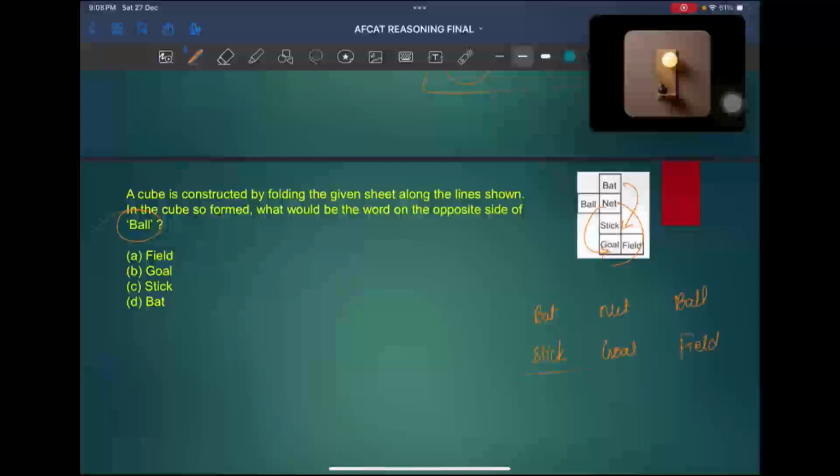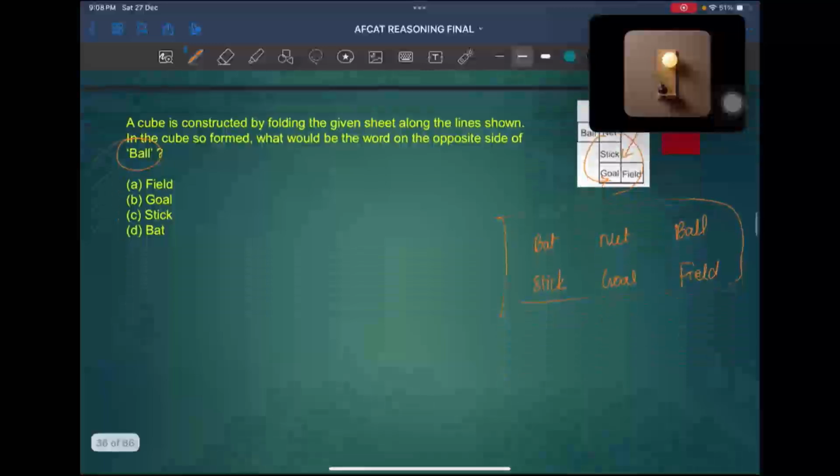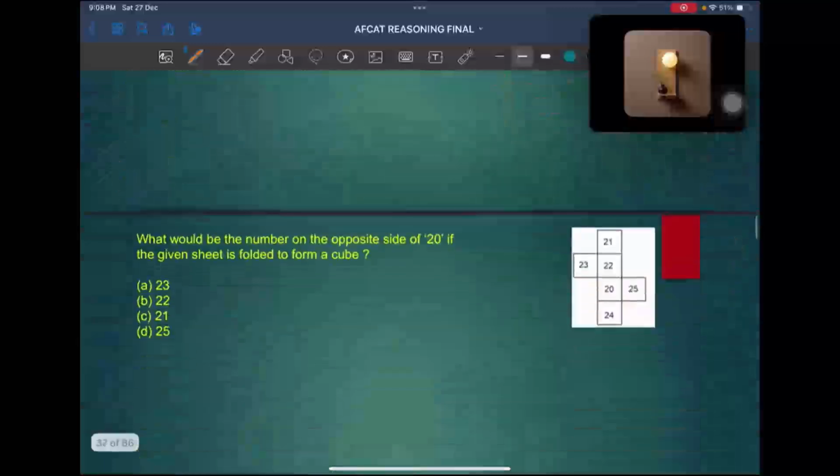And one more advantage in these cubes and dice questions is, by looking at the figure, you'll come to the conclusion within 10 to 15 seconds. It will come by doing much practice. Okay, try to solve this question. What will be the opposite value of 20?